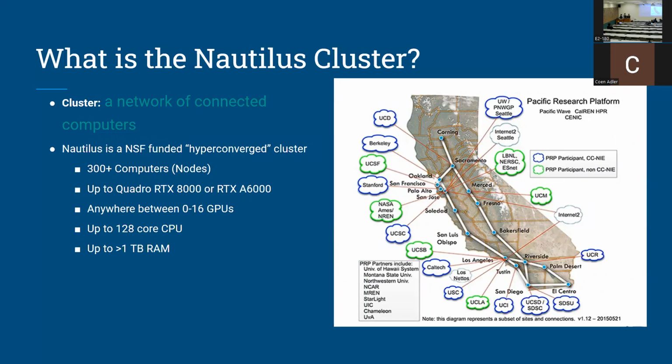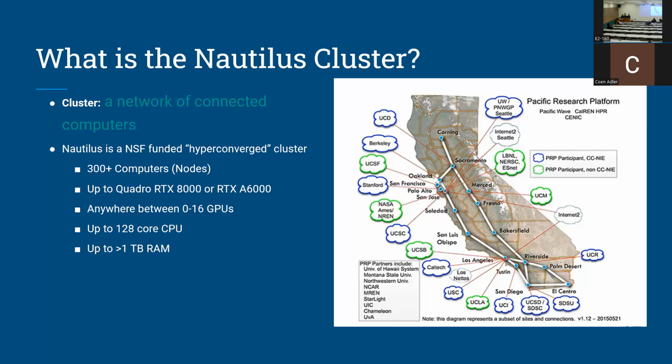Well, first off, a cluster is simply just a network of connected computers. In this case, the Nautilus cluster is a hyper-converged cluster. Not exactly sure what hyper-converged means, but just understand that the Nautilus cluster does contain a lot of individual computers or servers. These are also called nodes if I reference them in the future. And Nautilus is shared by, I think, the entire United States, but it is mainly held in the West Coast. As you see in this diagram on the right, we can see the different places that actually have access to the Nautilus cluster. In this case, this is just the US West region, but there's other places.